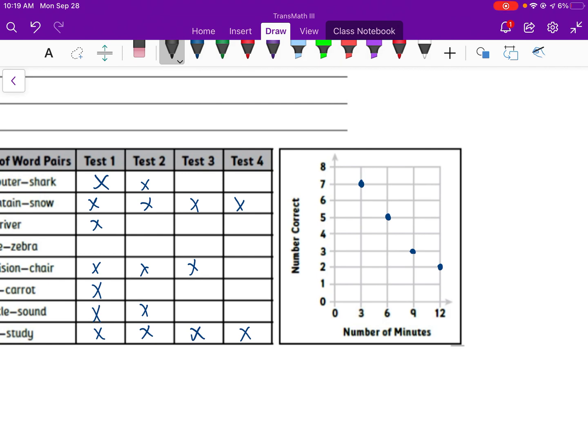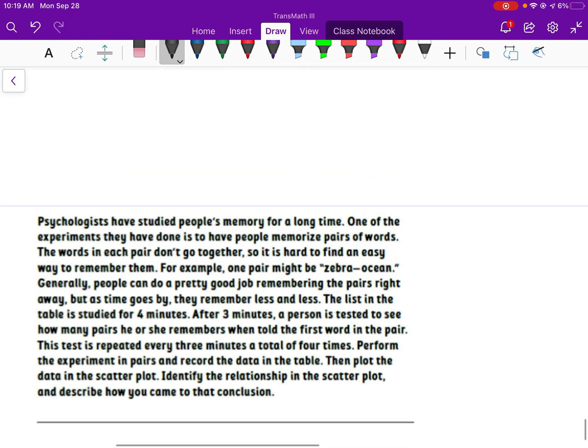If you think about it, the longer you wait for something to answer, the harder it's going to be to answer them correctly. So another example of an indirect relationship, number of minutes increased, so the number of correct decreased. That is your indirect relationships. One goes up, the other goes down.